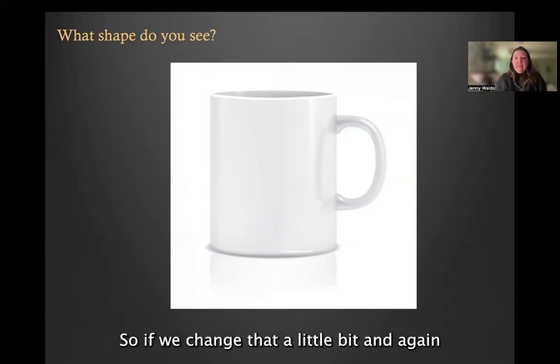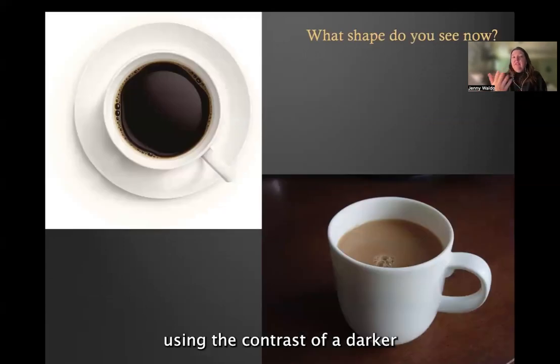So if we change that a little bit, and again, using the contrast of a darker color in the cup, now we could have a circle or we could have an oval in the frame.